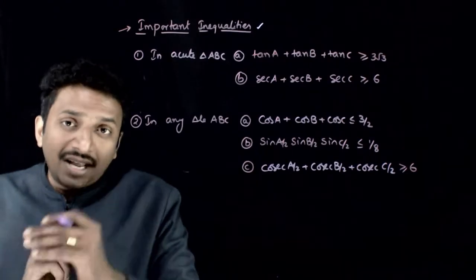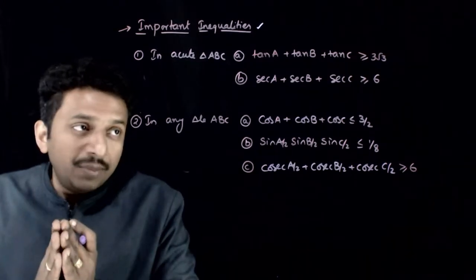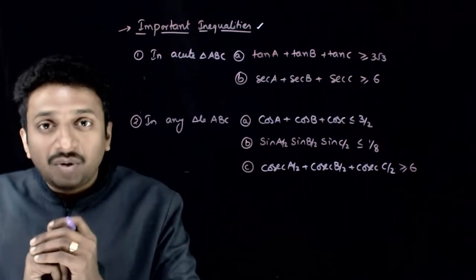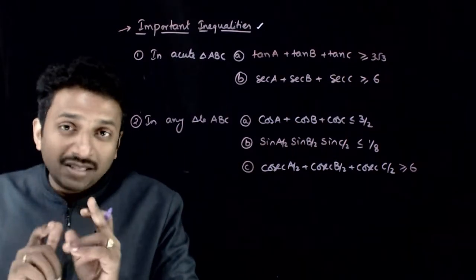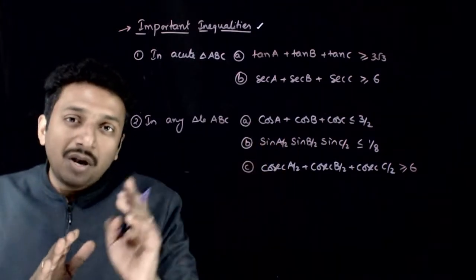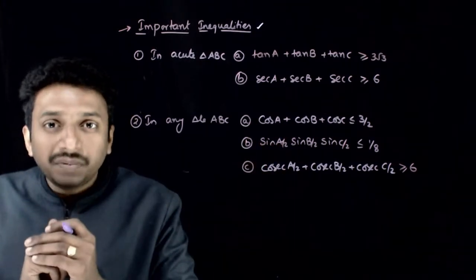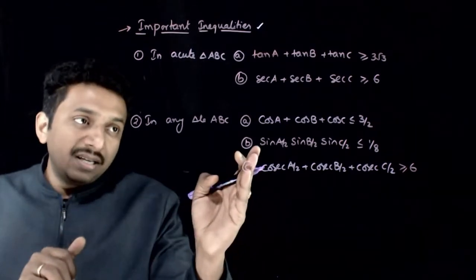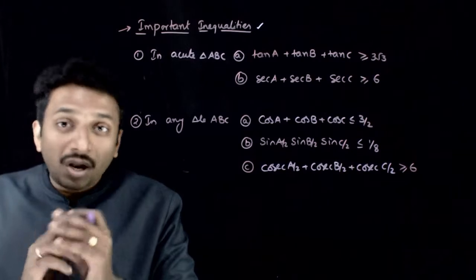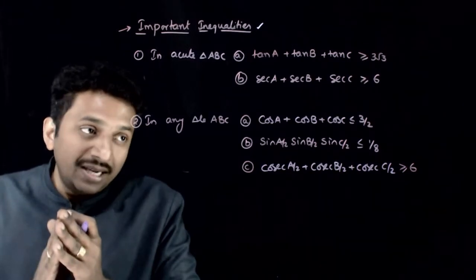And in any triangle, whatever the nature of the triangle may be, cos A plus cos B plus cos C will always be less than or equal to 3 by 2. That means if the sum of three angles is 180 degrees, the sum of their cosines will always be less than or equal to 3 by 2. And sin A by 2 into sin B by 2 into sin C by 2 will always be less than or equal to 1 by 8.